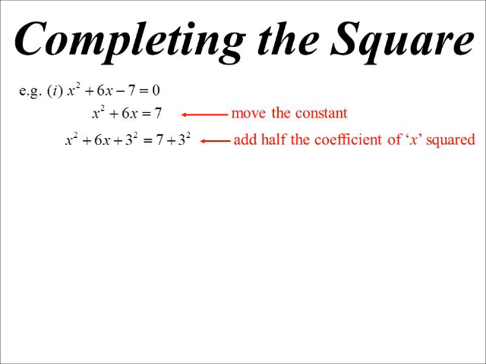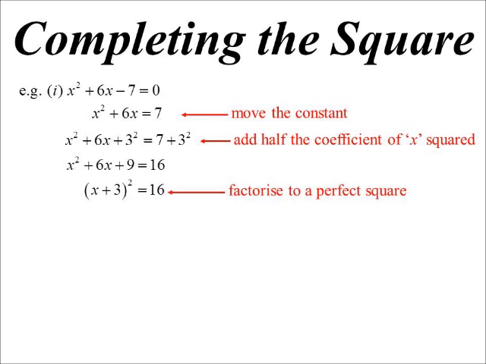Because what we're basically doing is, on the left-hand side, as the name suggests, completing the square. We're making it a perfect square. Because if I've got x squared plus 6x plus 3 squared, or 9, that's going to end up being x plus 3, all squared. So yes, 3 squared is 9, and the right-hand side becomes 16. So now we do factorise and get that perfect square.